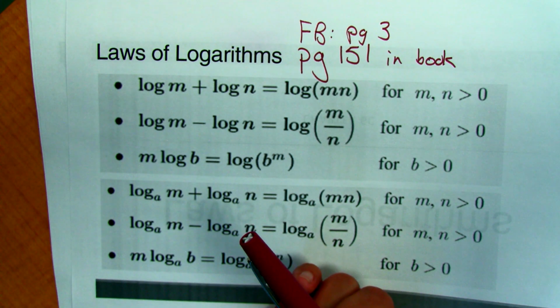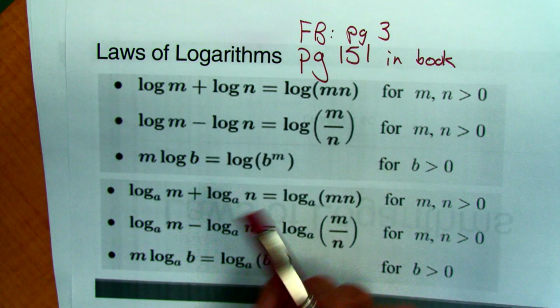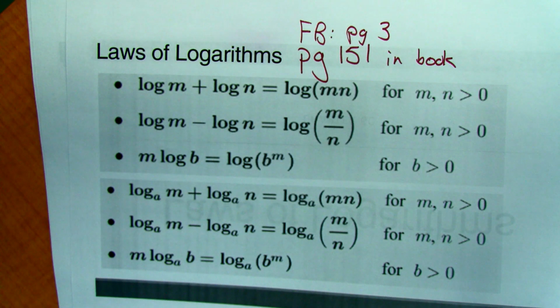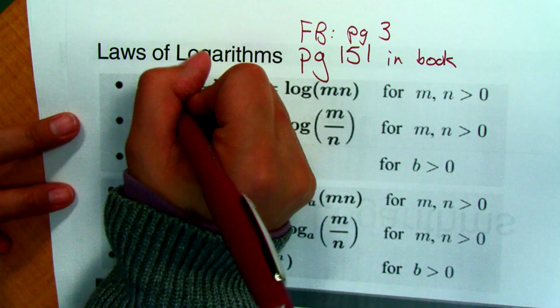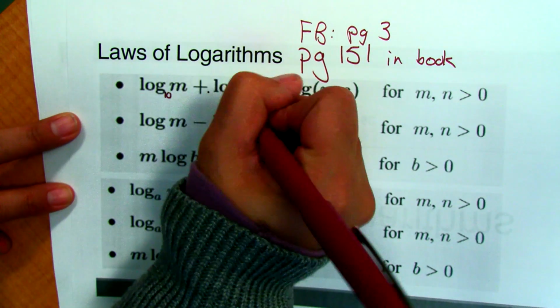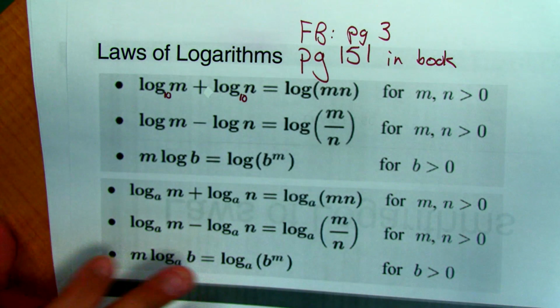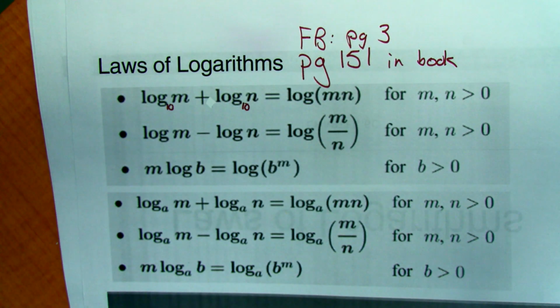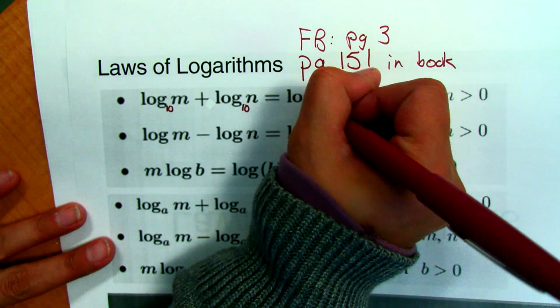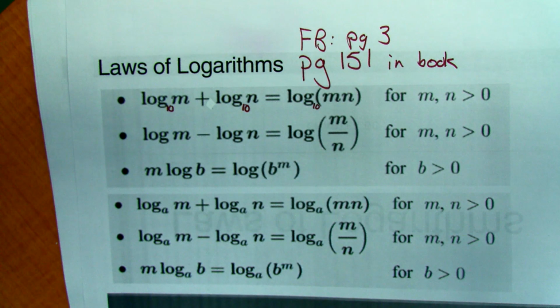It doesn't matter if you have a base or not. When you see a log that does not have a base, the understood base is 10. I don't know if I said this last week or not. Well, I'm saying it now. If there's no base, the understood base is 10.